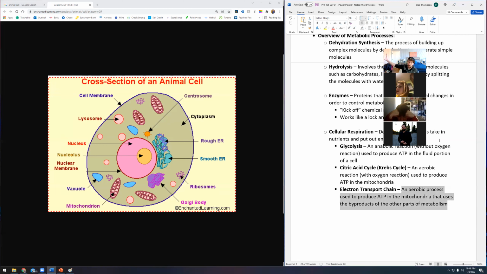So we took glucose. It became 2 molecules of ATP and lactic acid. Lactic acid goes in. It becomes 2 more molecules of ATP, and it becomes NAD and FAD. And then NAD and FAD become 36 molecules of ATP. And now we're finally done with that glucose molecule.